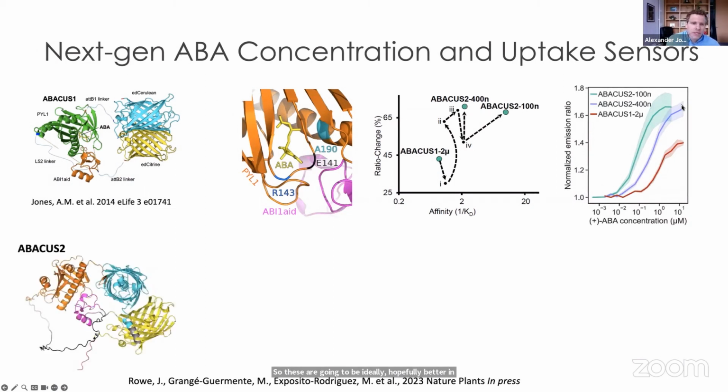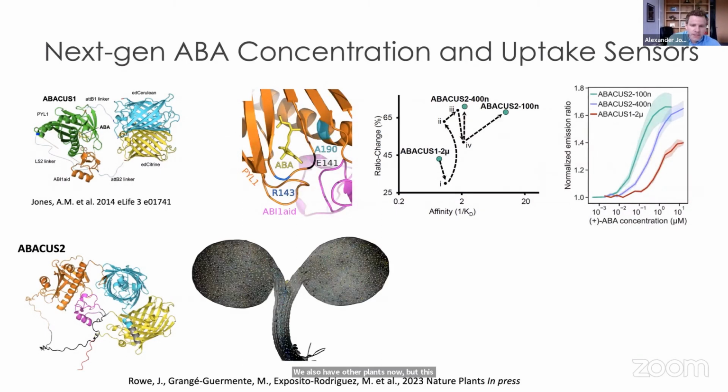So what we did was we took the genes for these fusion proteins and expressed them in Arabidopsis. We also have other plants now, but this study is all in Arabidopsis. And this is the shoot system of an Arabidopsis seedling. And this is what we get out. This is a false colored rainbow image where reds and yellows are representative of high ABA levels and blues and purples, lower ABA levels.